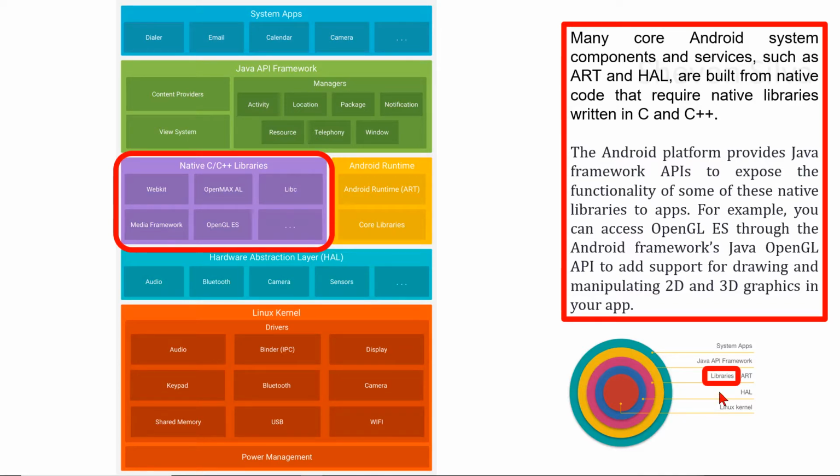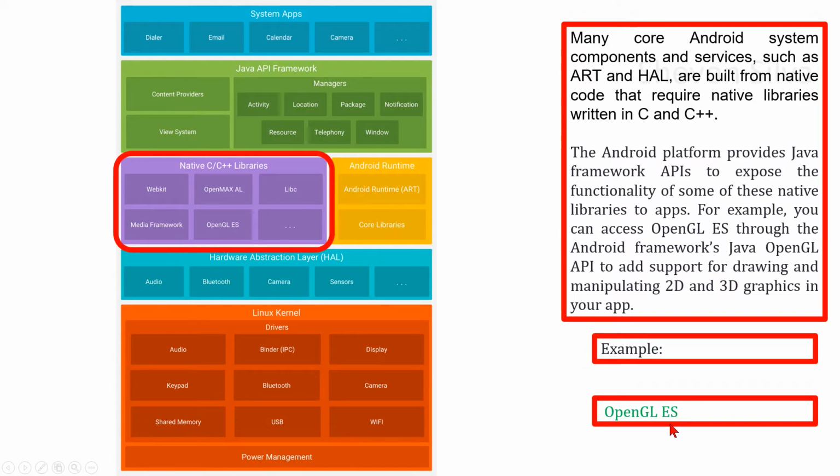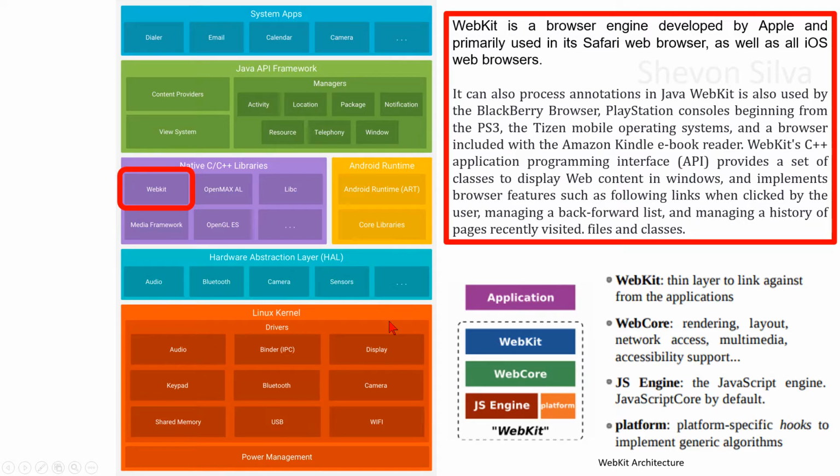Here you can see the libraries in this diagram, after the Java API framework and on top of the HAL. Here, and this is the libraries in this part. As an example, we can consider OpenGL ES. Now we are considering WebKit in native C and C++ libraries.